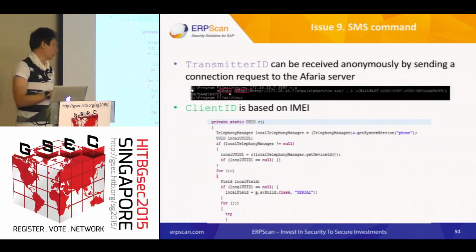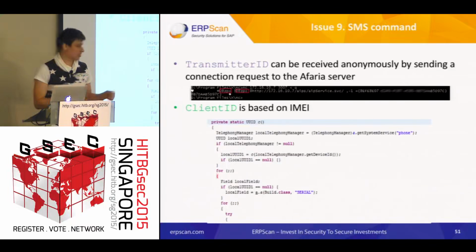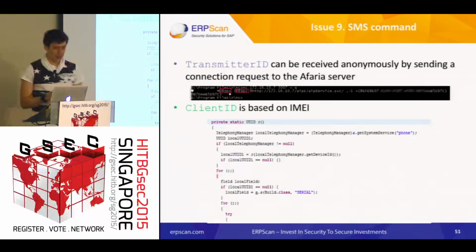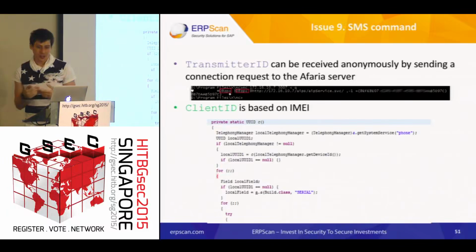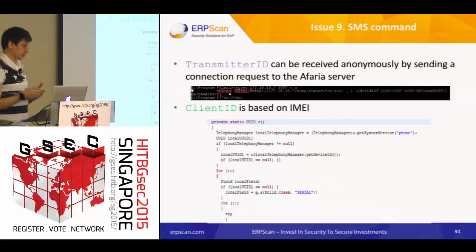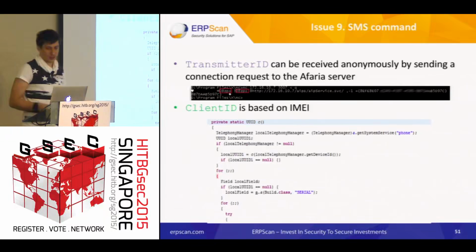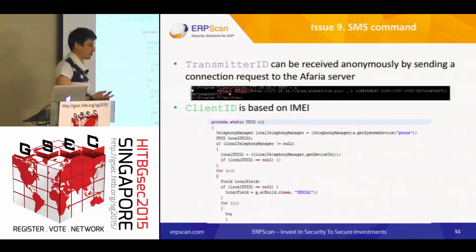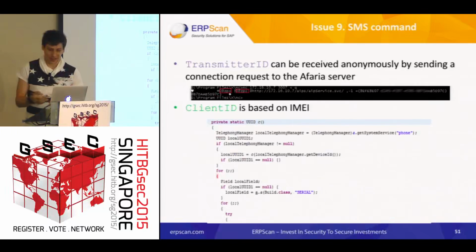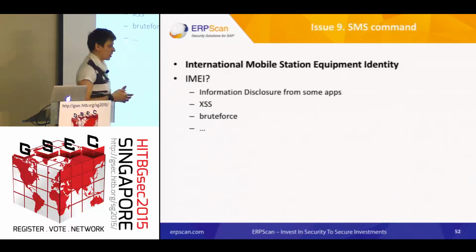So we need only the last value, the client ID. We also discovered the client ID is based on the IMEI of the phone. So if you know the IMEI of the phone, you can generate a client ID. That means if you know the IMEI of the phone, you can create a control SMS for Afaria. And the question is how to get information about the IMEI.